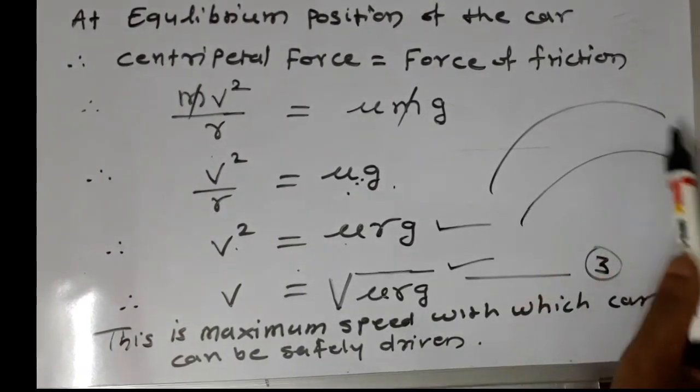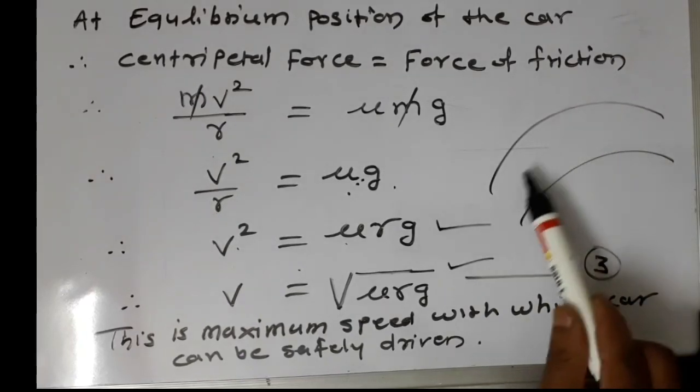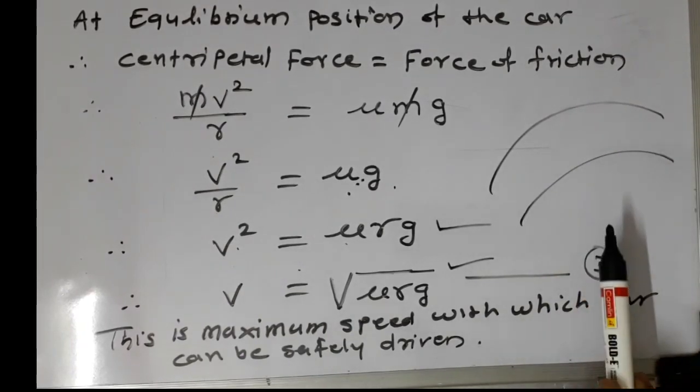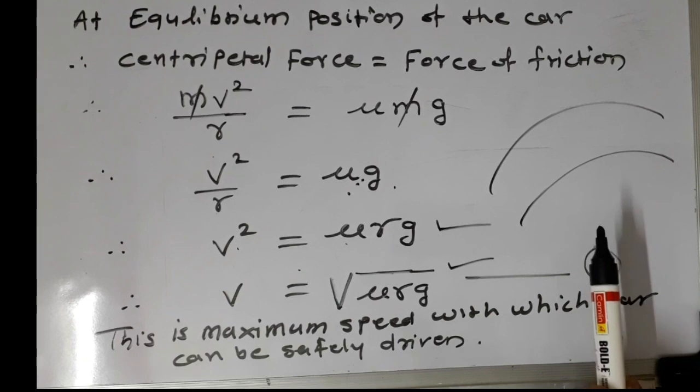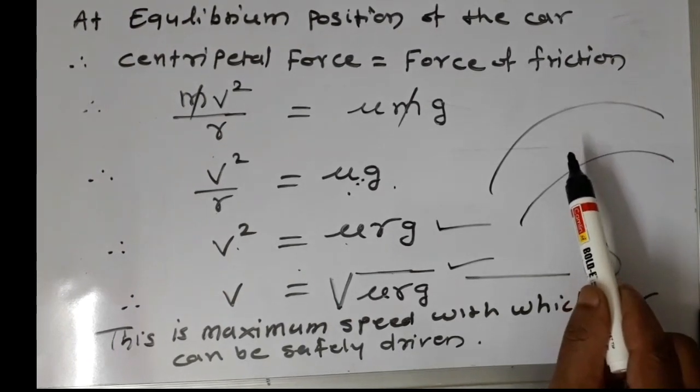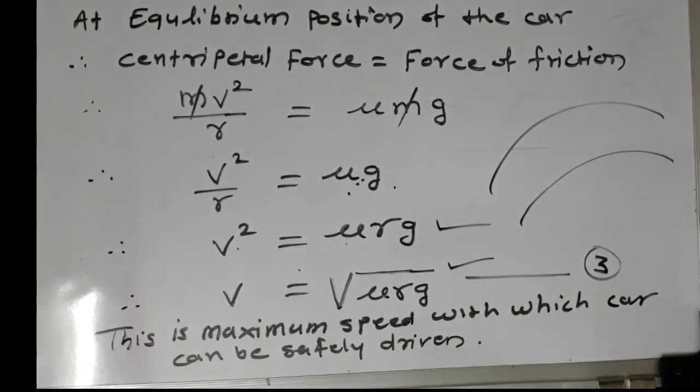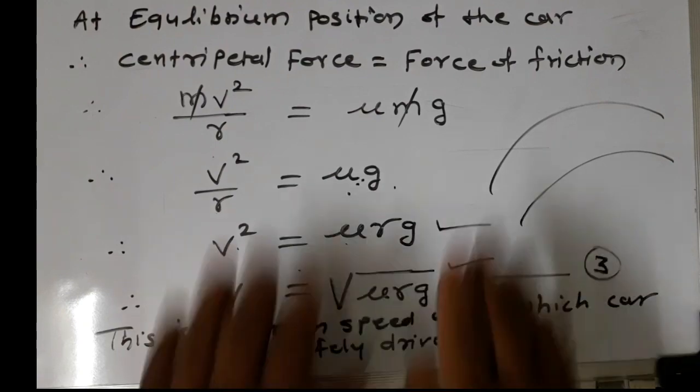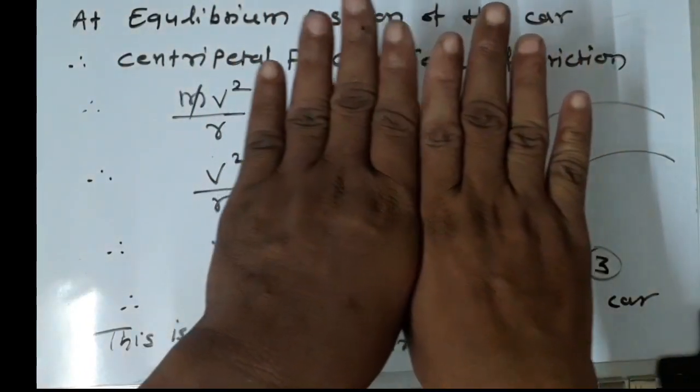If this car is moving along a horizontal curved road surface, then there is a necessity of banking of the road. What is meant by the banking of the road? The outer edge of the road is raised higher than the inner edge, and this is nothing but the banking of the road.